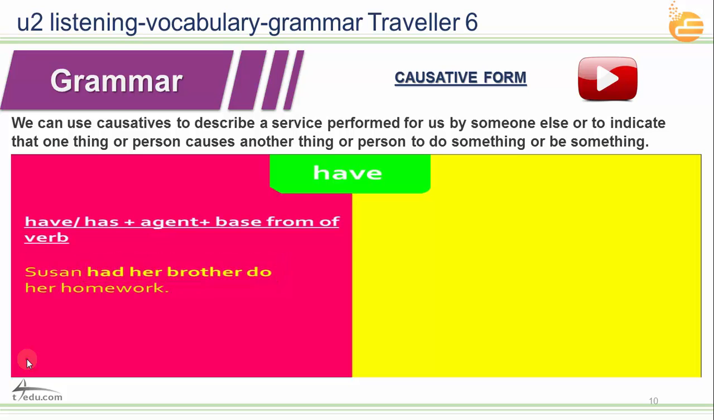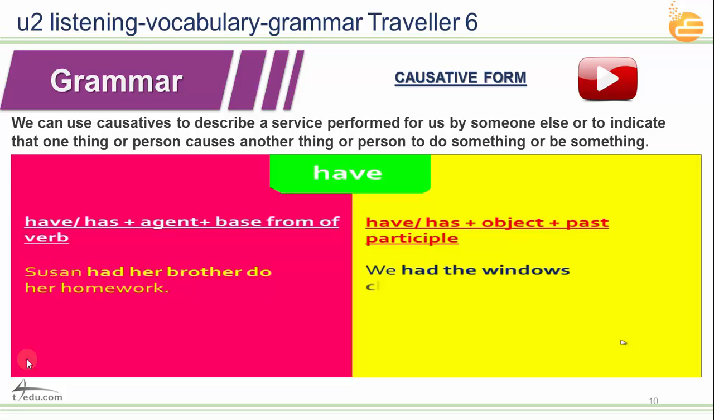which is do. But if we don't know the agent, or the agent is not important, then we use this structure, have or has plus object plus past participle. Look at the example. We had the windows cleaned. Had plus object, that is the windows, and past participle, that is cleaned.